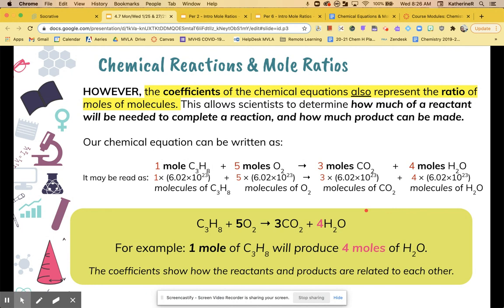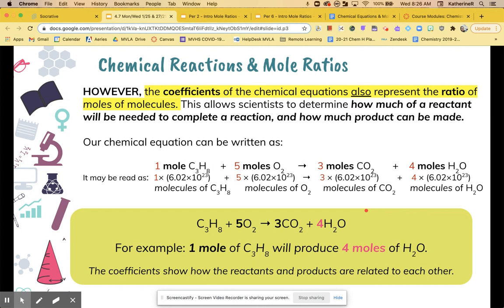We're dealing with everything in terms of moles, right? We've been practicing calculating the number of moles based on the number of grams or the number of particles, and that's because the mole is a really useful unit for us to be able to compare different substances to each other in a chemical reaction.